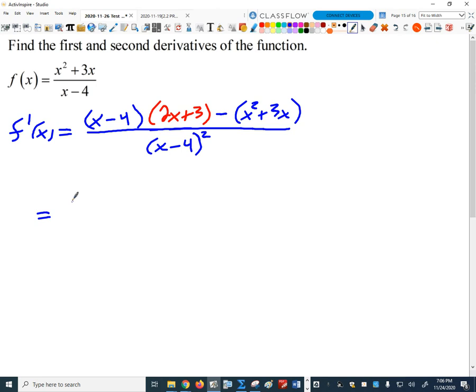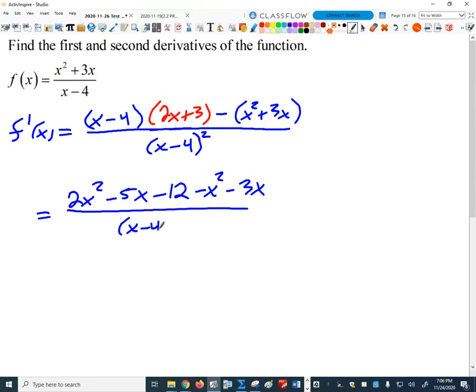If I distribute up here, I'm getting 2x squared plus 3x minus 8x. It's minus 5x minus 12. Distribute the negative, minus x squared minus 3x, over x minus 4 squared, equals x squared minus 8x minus 12 over x minus 4 squared. So there's the first derivative.